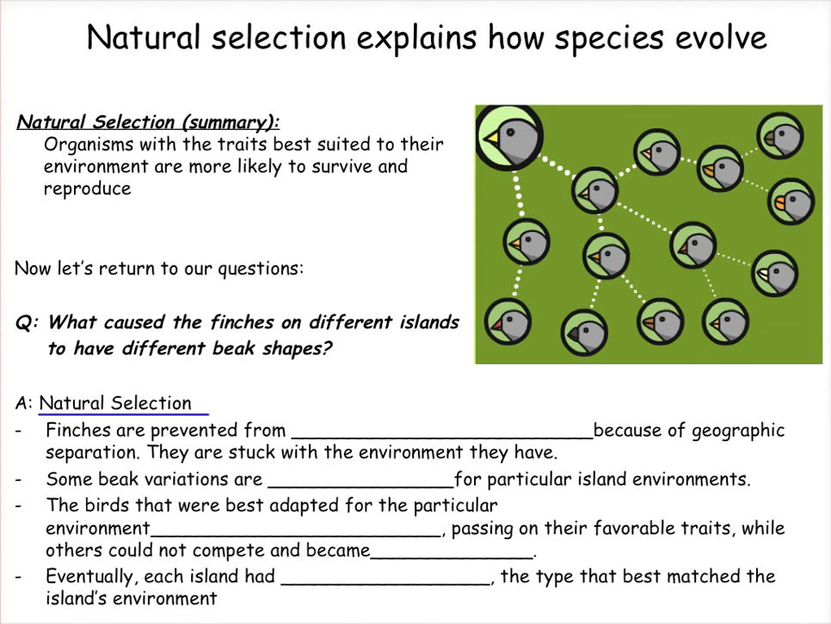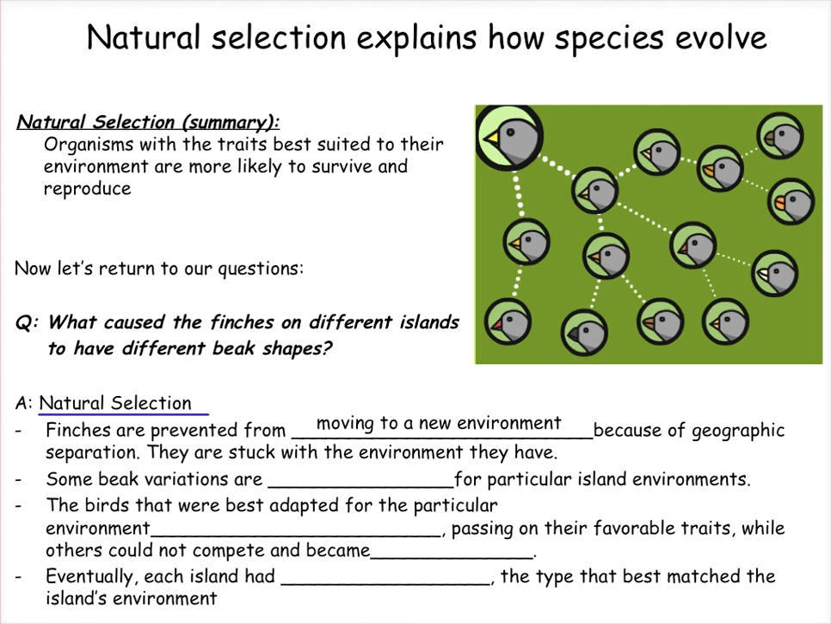So let's elaborate. First, we already know that the finches on each island are prevented from moving to a new environment because of the geographic separation between the islands. Remember, there are long stretches of ocean between each island, and so the finches are stuck with the environment that they have. So we have different island environments, each with their own environmental pressures. On each separate island, we have a population of finches, and there will naturally be some beak variations among the finches in each population.